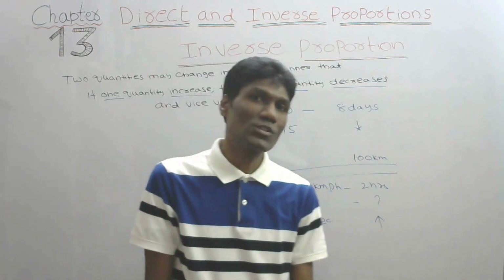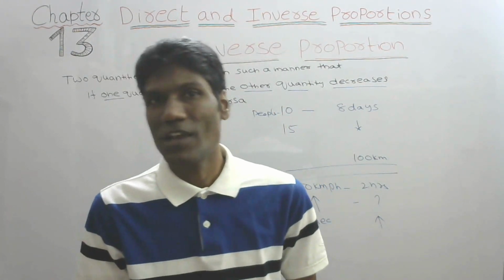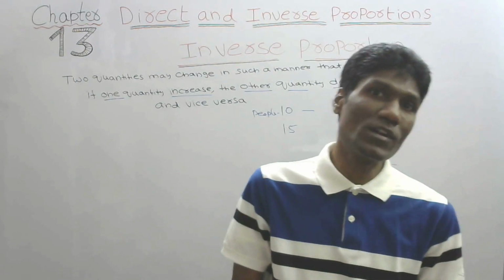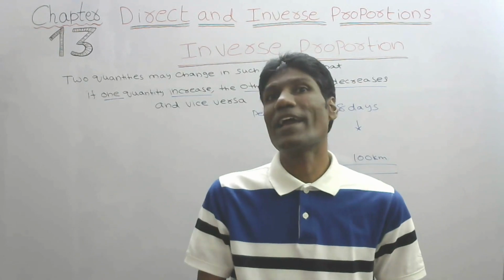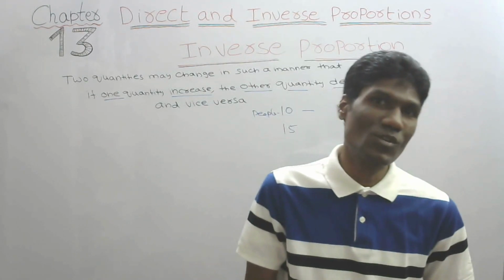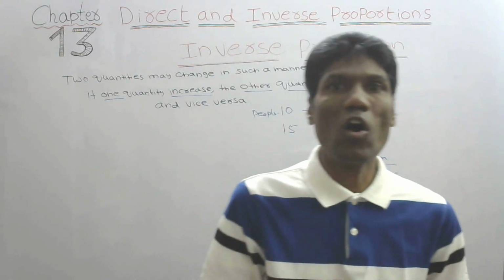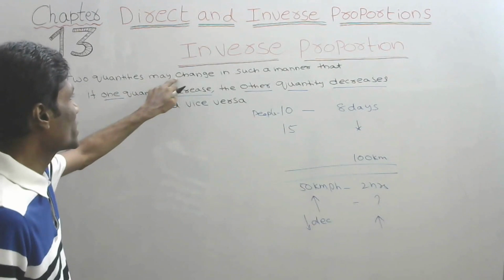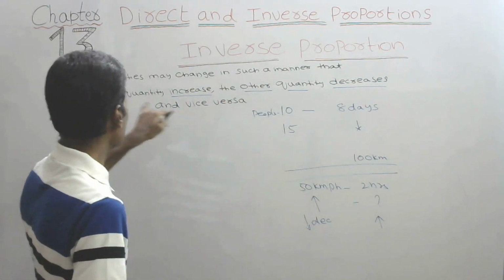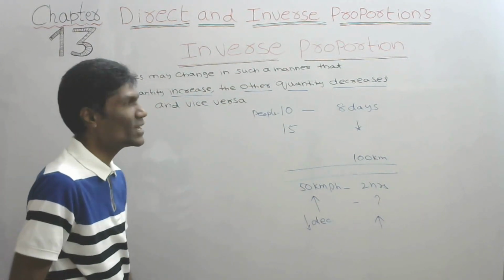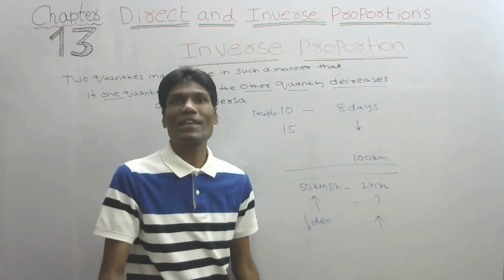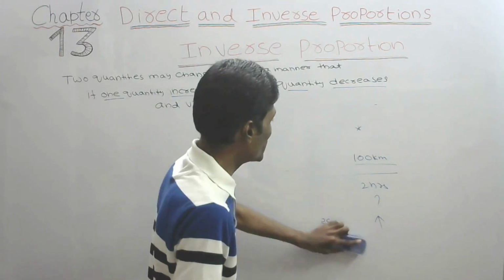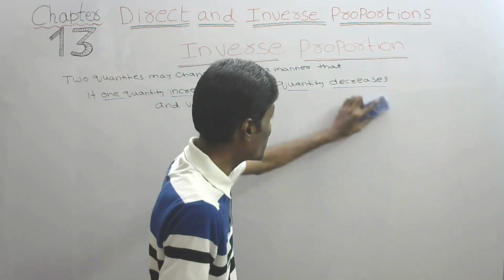So inverse proportion is a proportion in which if one quantity is increased, then the other quantity is decreasing, and if one quantity is decreased, then the other quantity is increasing. Such a relation is called indirect proportion or inverse proportion. That is, two quantities may change in such a manner that if one quantity is increasing, the other quantity is decreasing.